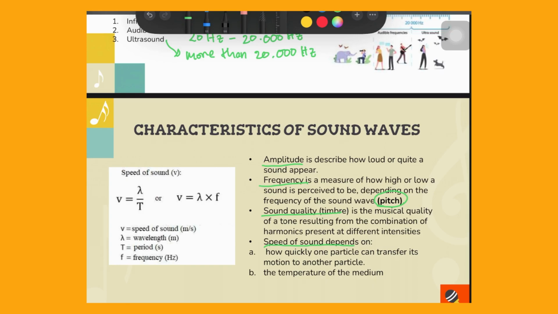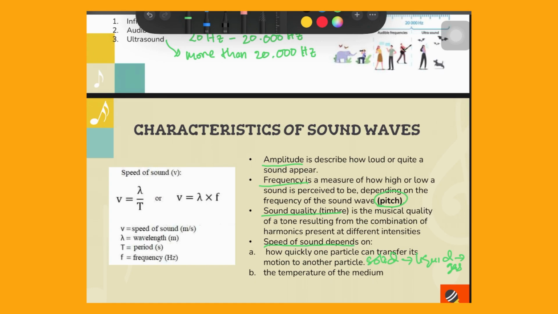The unit is decibel. And then the speed of sound depends on how quickly one particle can transfer its motion to another particle, and the temperature of the medium. The more closely packed the particles, the faster they can transfer the motion. So the speed of sound is fastest in a solid, then second in a liquid, and third in a gas. Gas is the slowest.